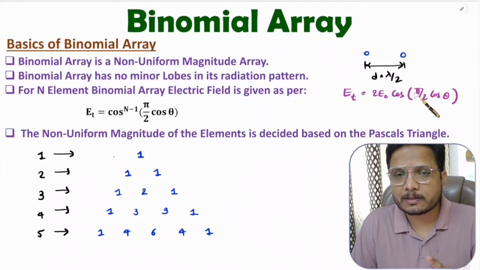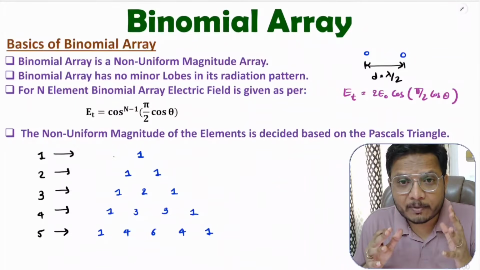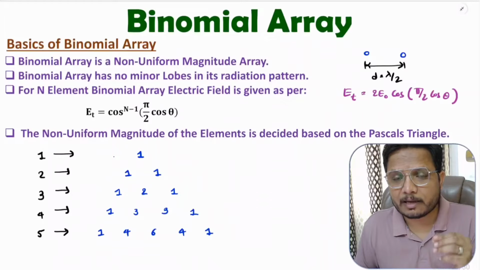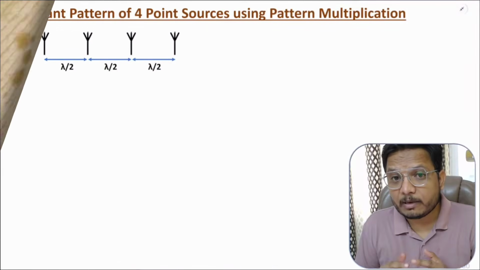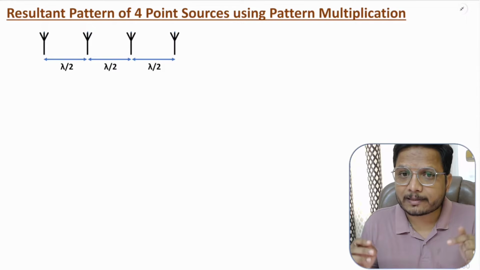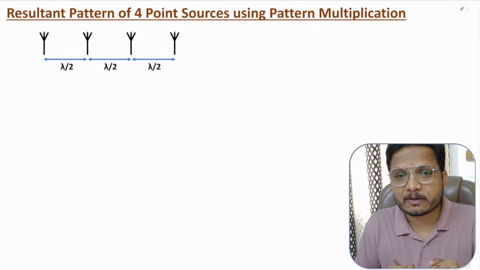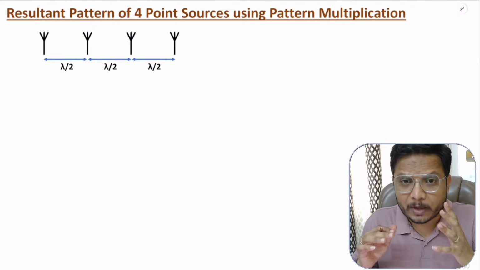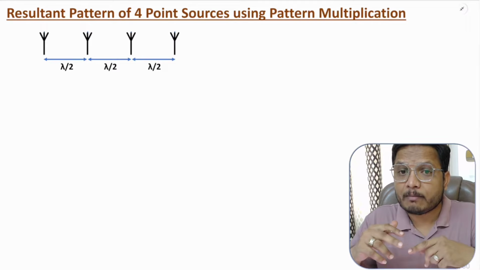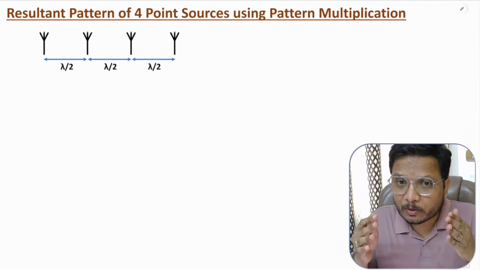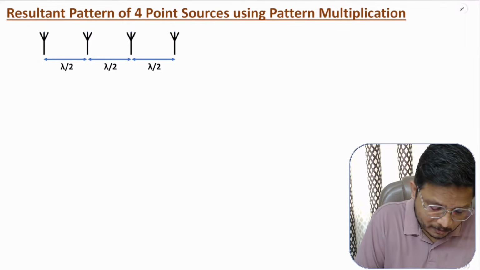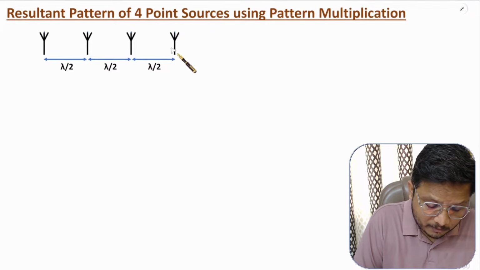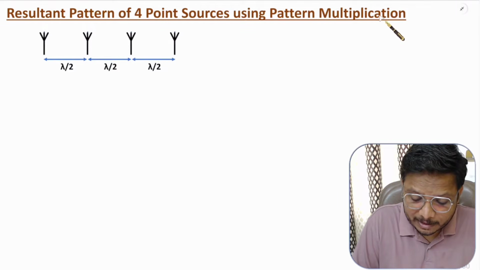Now I'll explain how to identify the radiation pattern by pattern multiplication, in which I'll be considering 4-point sources. Pattern multiplication of 4-point sources is already covered in this video lecture series of antennas and wave propagation. But to explain how exactly binomial array is getting formed, I need to explain this problem again. So here we have 4-point sources. You can observe these are the antennas. Those are 4-point sources. We have to identify the resultant pattern using pattern multiplication.